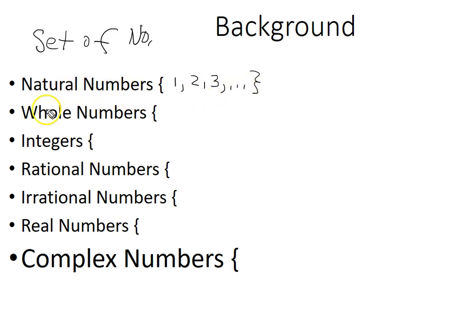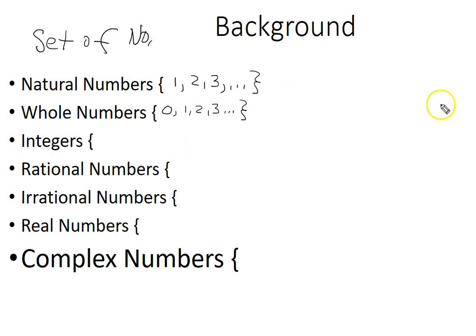Then the next set of numbers are called whole numbers. And again, write these down. I'll try to keep it short. Now, the difference between natural numbers and whole numbers is that for whole numbers we add a 0 to it. And it goes on to positive infinity.